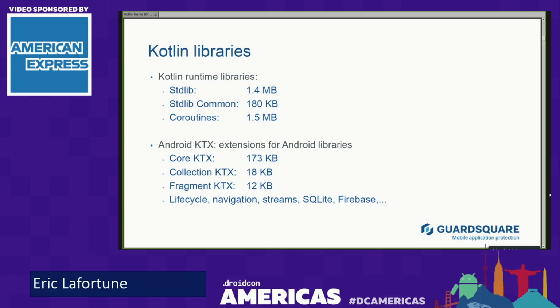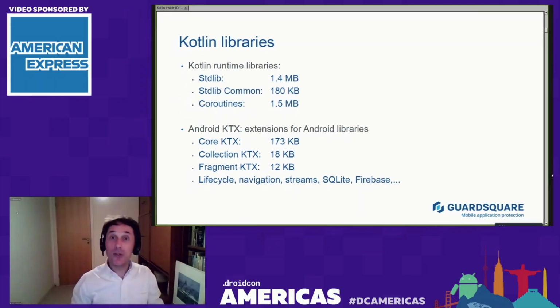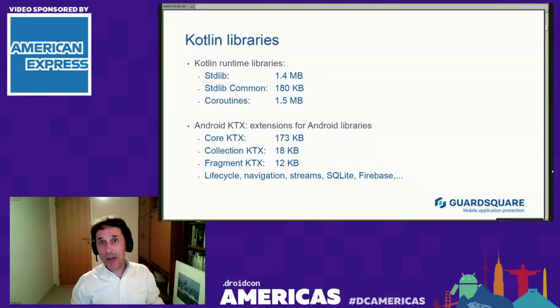Let's look at the Kotlin libraries first that go into this sample application. If you develop in Kotlin, of course, you'll need the standard libraries, the standard library common, and they are 1.4 megabyte, 180K. This application also uses coroutines, so it needs the additional coroutine library, which is another 1.5 megabytes. All in all, it's not entirely nothing, but compared to the size of the complete application, that's not too bad.